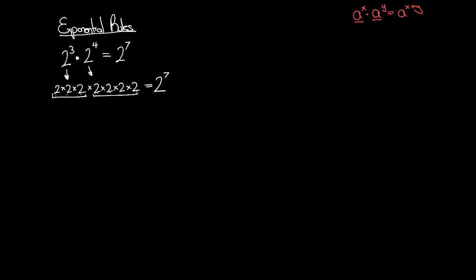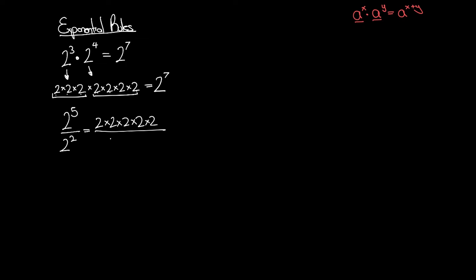Okay. All right, let's go ahead and look at the second rule here. Well, if I have, let's say, 2 to the power of 5, and I'm dividing it by 2 to the power of 2, what would that look like? Well, that's just going to be, the numerator here is just going to be 2 5 times, so 1, 2, 3, 4, 5.